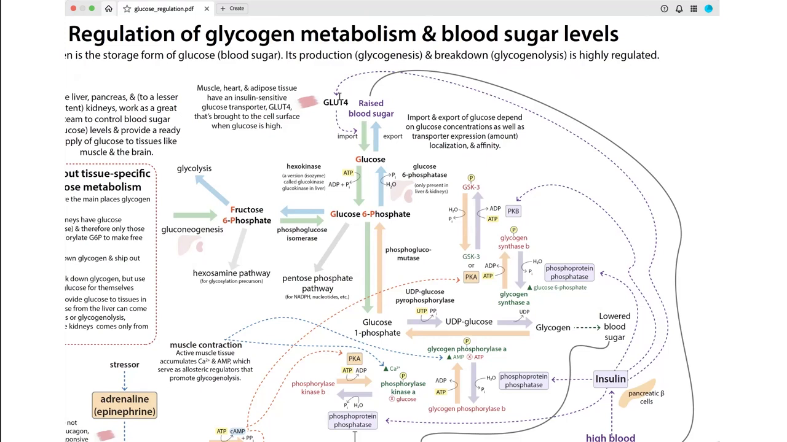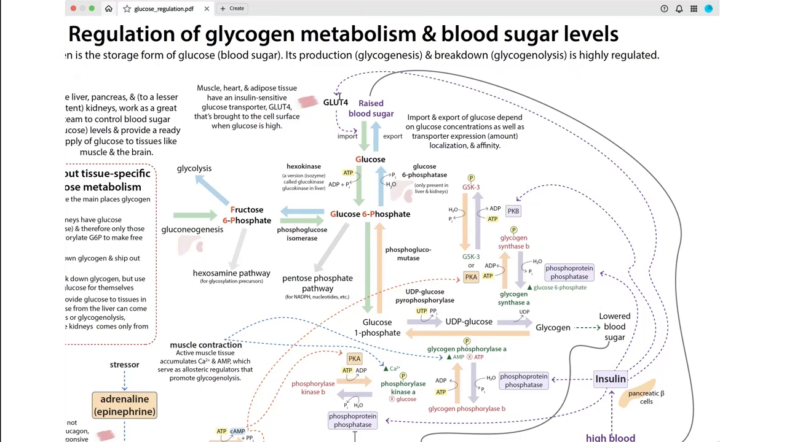So if there's a bunch of blood sugar, you want your muscle cells to be able to take it in because your muscle cells can store it as glycogen. Whereas your brain can't store it as glycogen, and so it doesn't make sense for it to be responsive to that insulin.